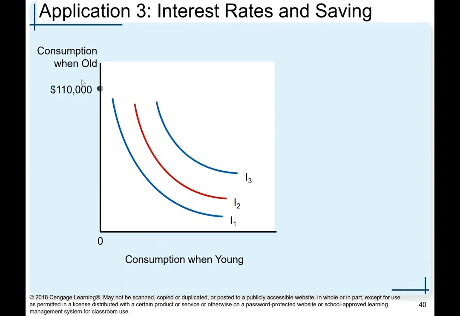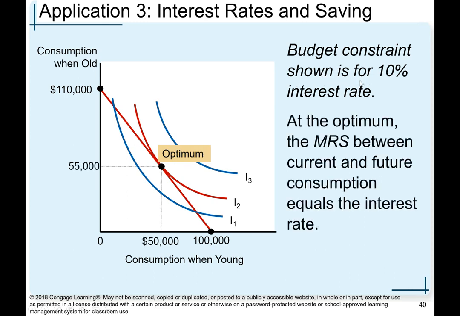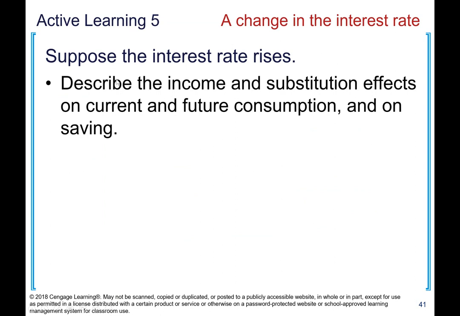Interest rate and savings. This budget constraint shown is for 10% interest, beginning with optimum. At the optimum, the marginal rate of substitution between current and future consumption equals the interest rate. Active learning, change in the interest rate. Suppose the interest rate rises. Describe the income and substitution effect on current and future consumption and on savings.